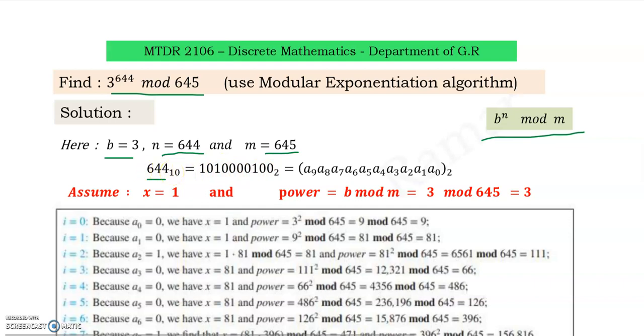Okay. Now, what is this? See here, I am writing the general form: A9, A8, A7, A6, A5, A4, A3, A2, A1, A0. So now you see here, this is A0, this is A1, this is A2, A3, A4, A5, A6, A7, A8, A9. Okay. Now we are ready to apply the algorithm.